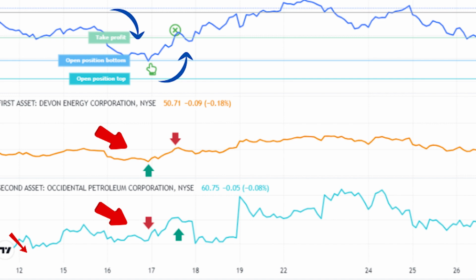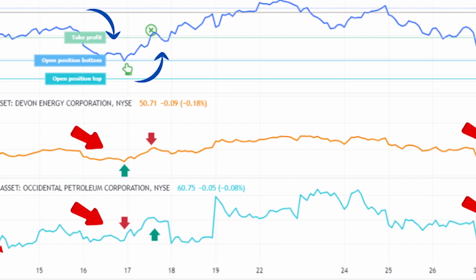And this is where the spread reaches the open position bottom, where it initiates a pair trade. Now both stock prices keep moving up until the bot recognizes that Devon, with the red arrow here, starts to underperform Occidental with the green arrow here. And therefore the bot closes the trade with a profit.